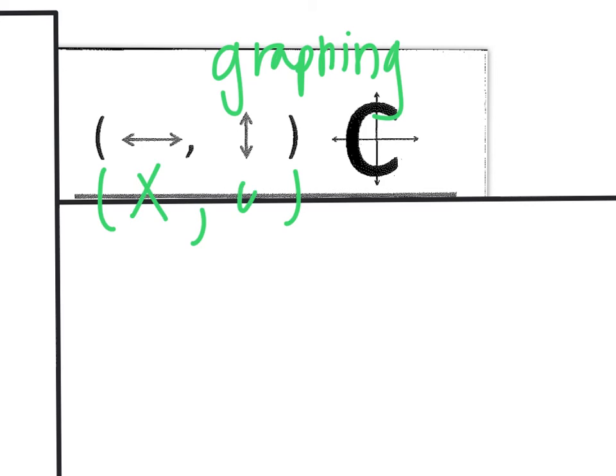The next section we're going to look at is this one, and this is about our graphing. Recall that when I have parentheses with a comma, that means there's an x value and a y value. So these arrows are to remind you that when you graph points, you first go left and right, and then you go up and down.